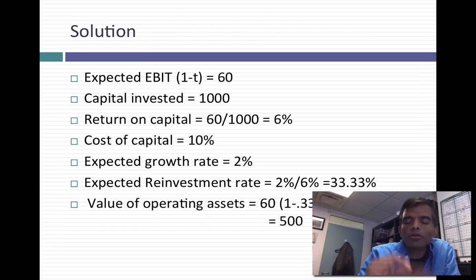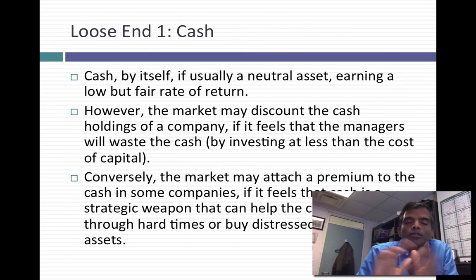But whatever you're doing, keep your eyes on the prize. You need to get the return on capital to compute a reinvestment rate, and without the reinvestment rate, you can't get a terminal value. So that's the terminal value and the growth components.